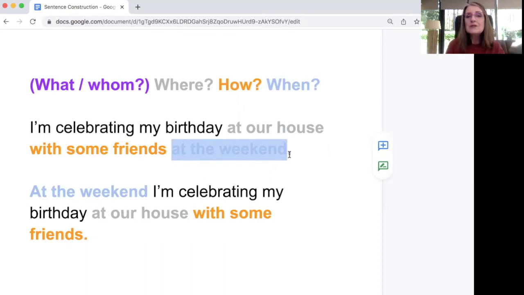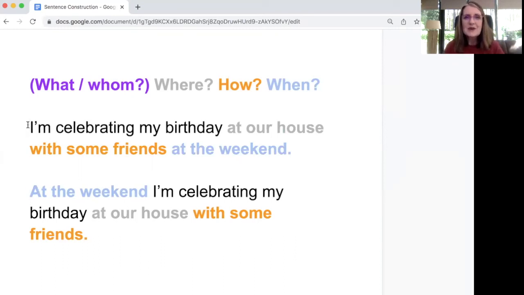And of course, we do not have a where, how, when, or even a direct object in every sentence. But if we do, this is the order that we need to use in order to make our English sound wonderful. So I can say, I'm celebrating my birthday at our house with some friends at the weekend. Or I can put the time at the beginning of the sentence and I can say, at the weekend, I'm celebrating my birthday at our house with some friends.